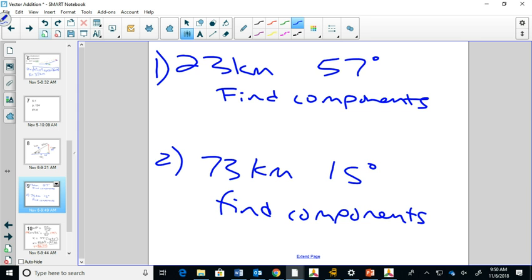Find the components. I had more I wanted to do with you today, but we just ran out of time. So we'll let you practice these 2. Again, finding the components. We've got 5 minutes. I'd love for you to spend this time now. We'll check your answers, and we'll go on to vector addition tomorrow.